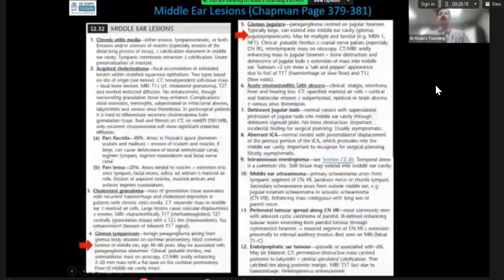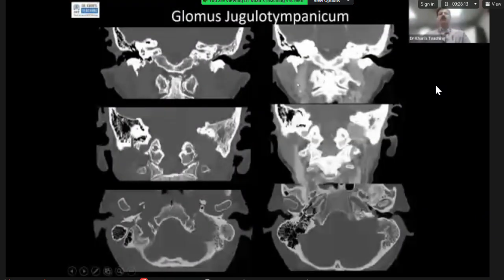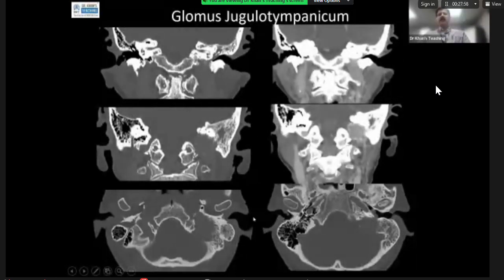So the key point to remember is 2 points. On a CT scan, look for permeative bony destruction. So look carefully on this case. This is another example. Look at the margin of this lesion and look at the surrounding bone. This is a classical example of permeative bony destruction. When you give contrast, it enhances like anything.